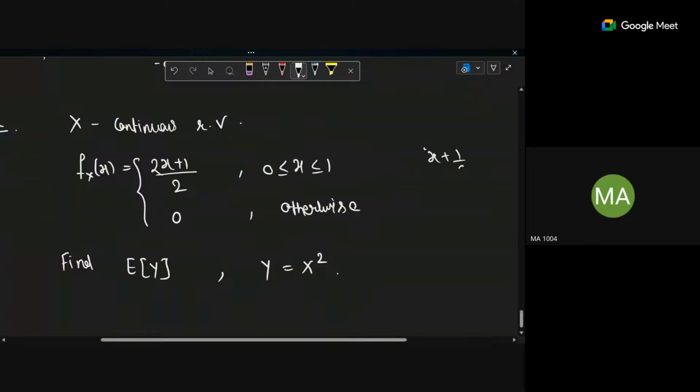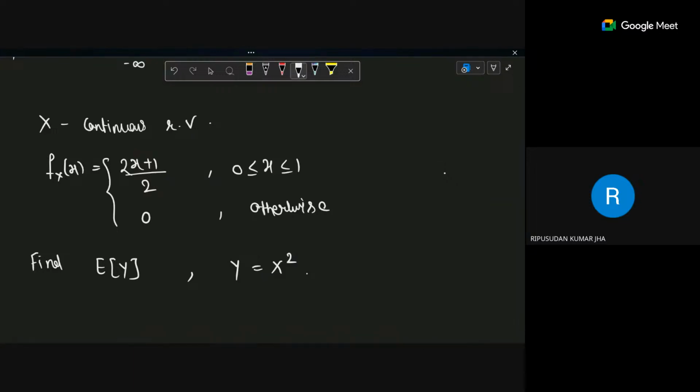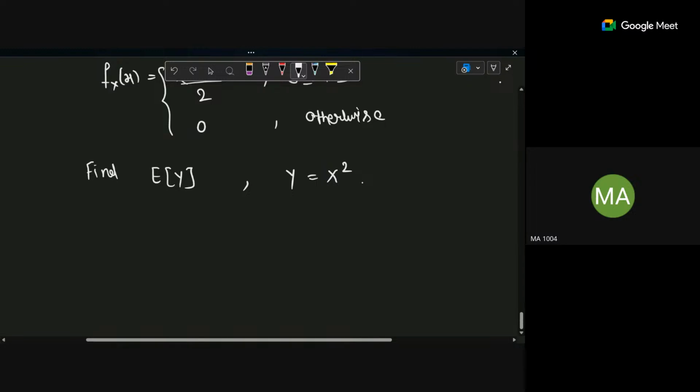So it's x plus 1 by 2 and what? No, it's 1 only. It's a valid PDF. Why are you saying that? Ma'am, 5 upon 12 will be the answer for this. Yes, 5 by 12, it is correct. To check whether your PDF is valid or not, we integrate over the support of x, that is 0 to 1 here, fX of x dx, and that should be equal to 1, right?